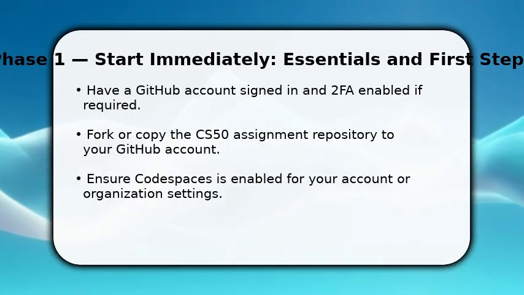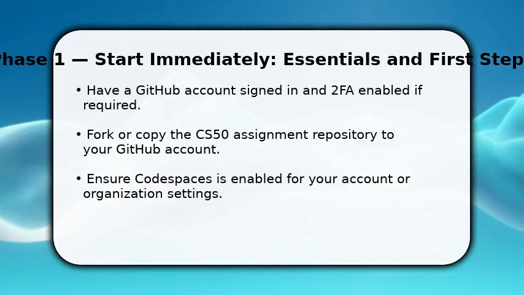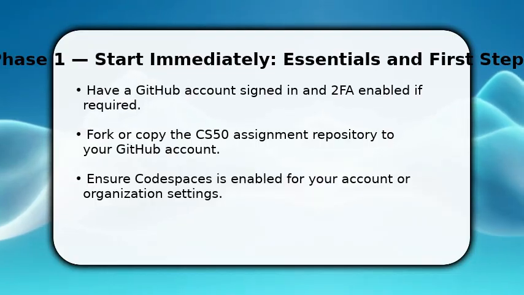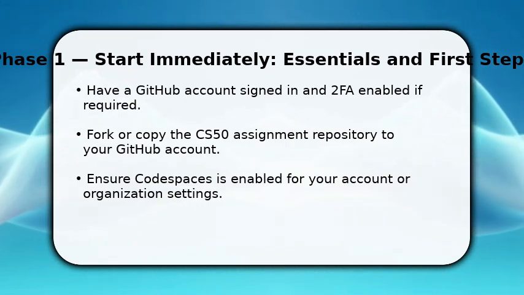Now, open the forked repo page and click the Code button, then select Create Codespace on Main. That launches a cloud development container. This immediate action gets you into the environment. Next, we'll configure the workspace and dependencies.